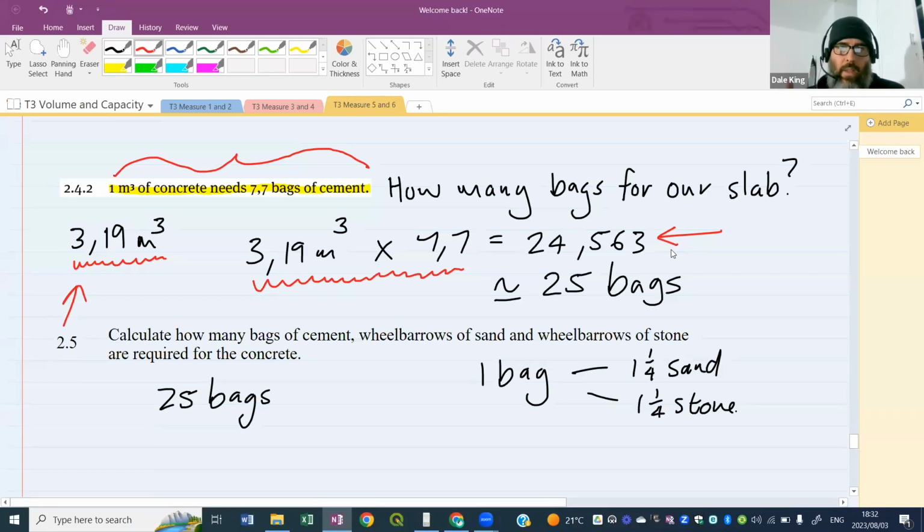But if you go to the shop, you'll never be able to buy 0.563 of a bag of cement. If you go to the shop and you tell the person, hey, I need 0.56 of a bag of cement, they're just going to laugh at you. You can never buy 0.56 of a bag. You have to buy whole bags. So we round this up to 25 bags. Then we'll have enough bags for the job. Okay, thanks, sir. No problem. Thank you.